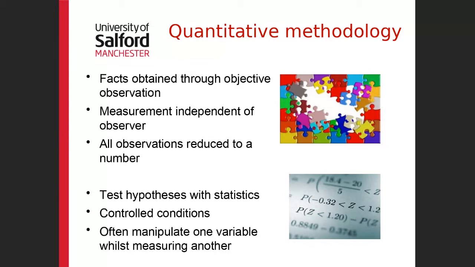Once we've carried out our study, we've got our numbers, and we can perform some statistical analysis to test our particular hypothesis. Other things that you need to be aware of, which we'll expand on more through the lecture, is that we try to control conditions as much as possible in quantitative methodology, and we're often manipulating one variable whilst we measure another.